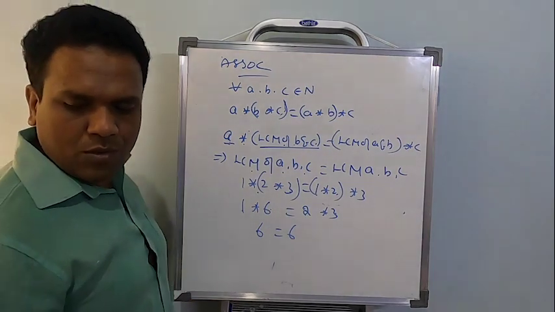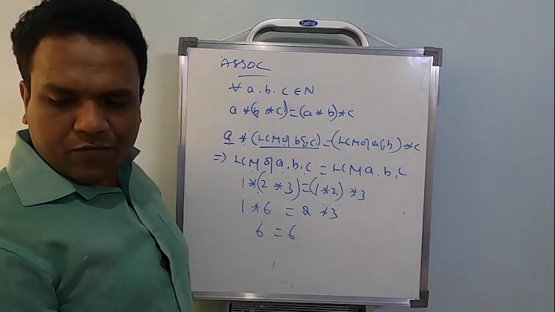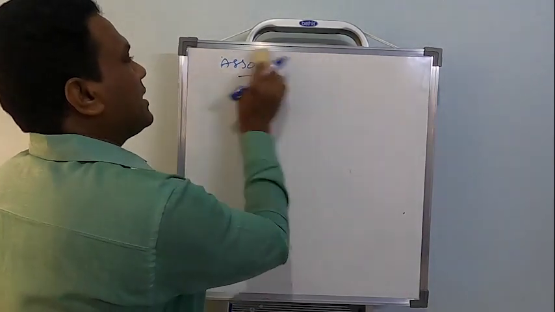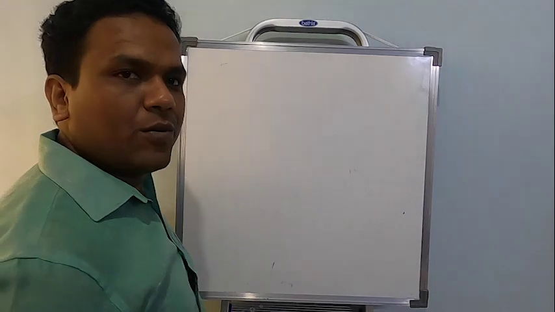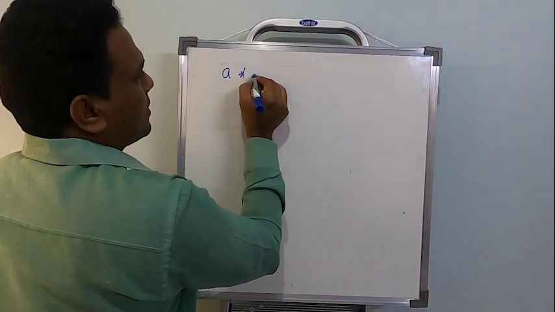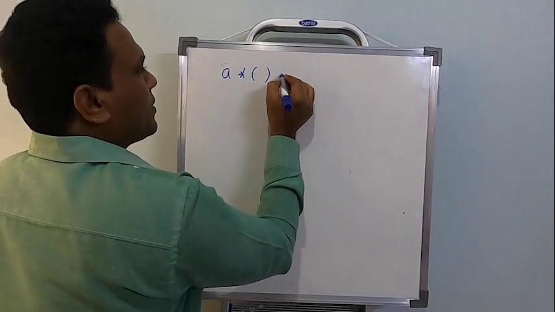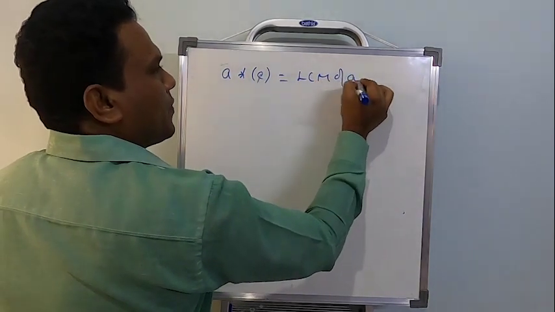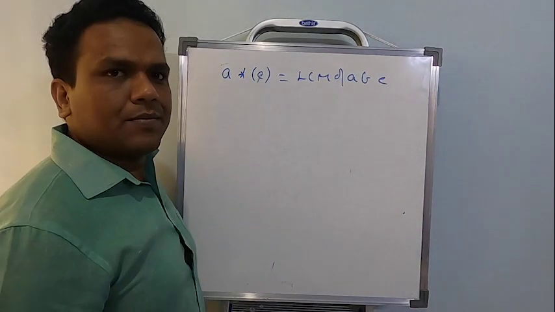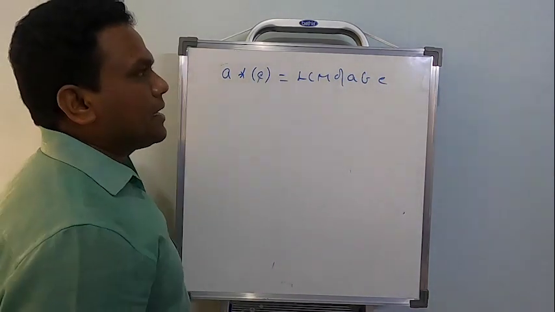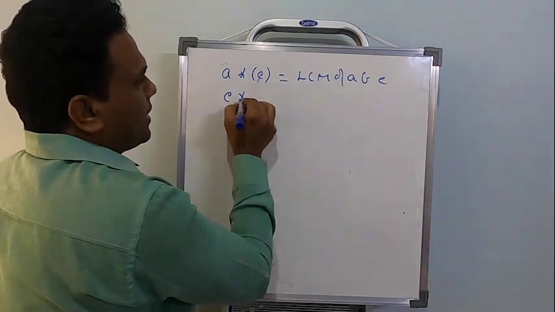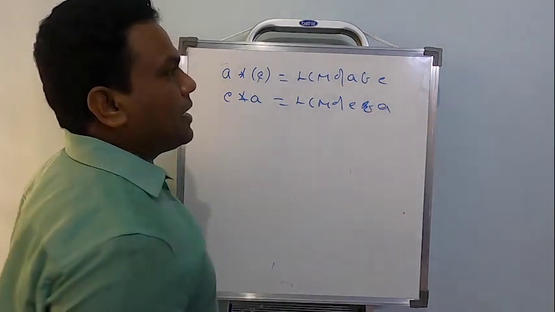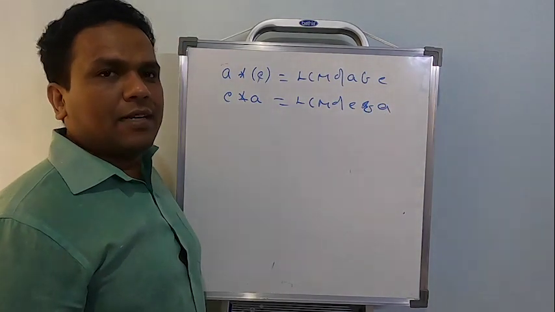Now the next thing, find the identity element in N. What is the identity? So far we never discussed the identity, correct? So A star, some element, for example, let me consider A star E. What is A star E? LCM of A and E. Now I should get back the same thing when I do E star A also. I should get LCM of E and A. If I am able to get this, then E will be called the identity element.